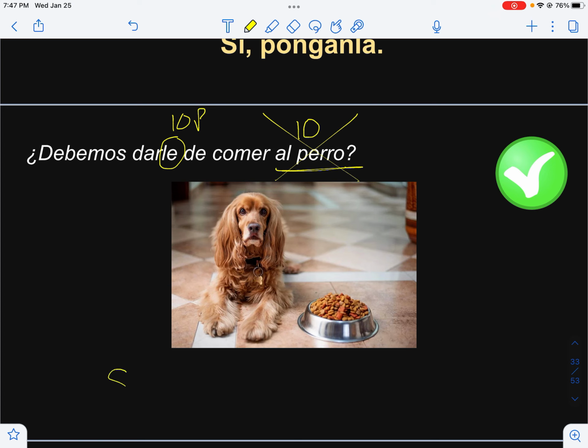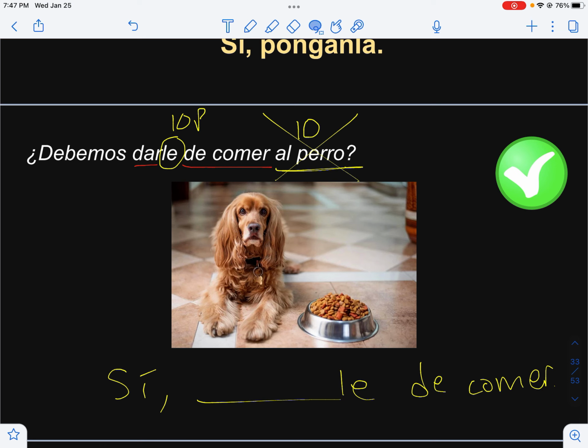So we have that same pattern. Sí, verbo le. And then de comer is still a part of our verbal phrase. Dar de comer is to give food to. So we're still going to add that to our sentence. De comer. That's a tricky verb. But now you know, so that's fun.